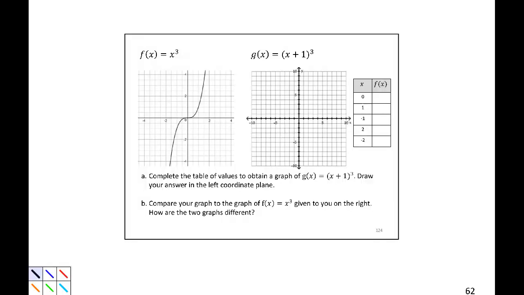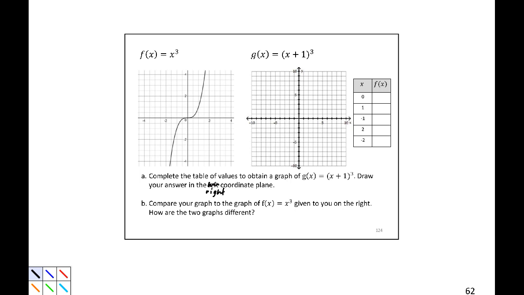Complete the table of values to obtain a graph of g of x equals (x plus 1) cubed. Draw your answer in the right coordinate plane. Let's take a few values. We have 0, 1, negative 1, 2, and negative 2.